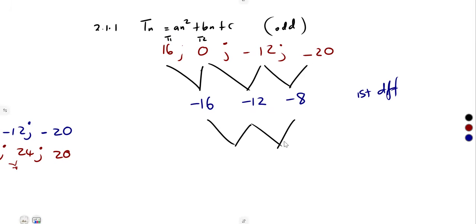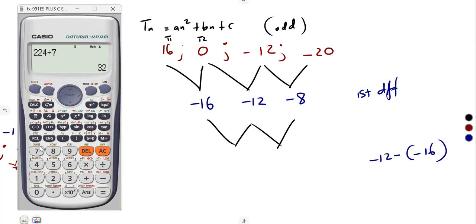You know our quadratic, guys. So that is minus 12 minus what? Minus 12 minus, what are we subtracting? Minus 16. So just use your calculator as well, so that you do not make any mistake. So that was going to give us a 4.